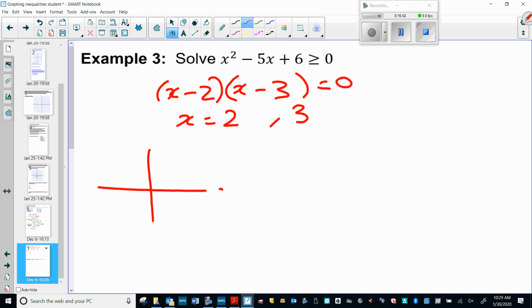Draw a little sketch. Oh, what's this? So here's 2, here's 3. Is this a positively happy or negatively sad? Positively happy. Again, it really doesn't matter what our sketch looks like. We then look at what they've asked us to do. This time it has to be greater than or equal to 0. Okay? So which parts of the graph are greater than or equal to 0? Hopefully you can see it's this bit or this bit.